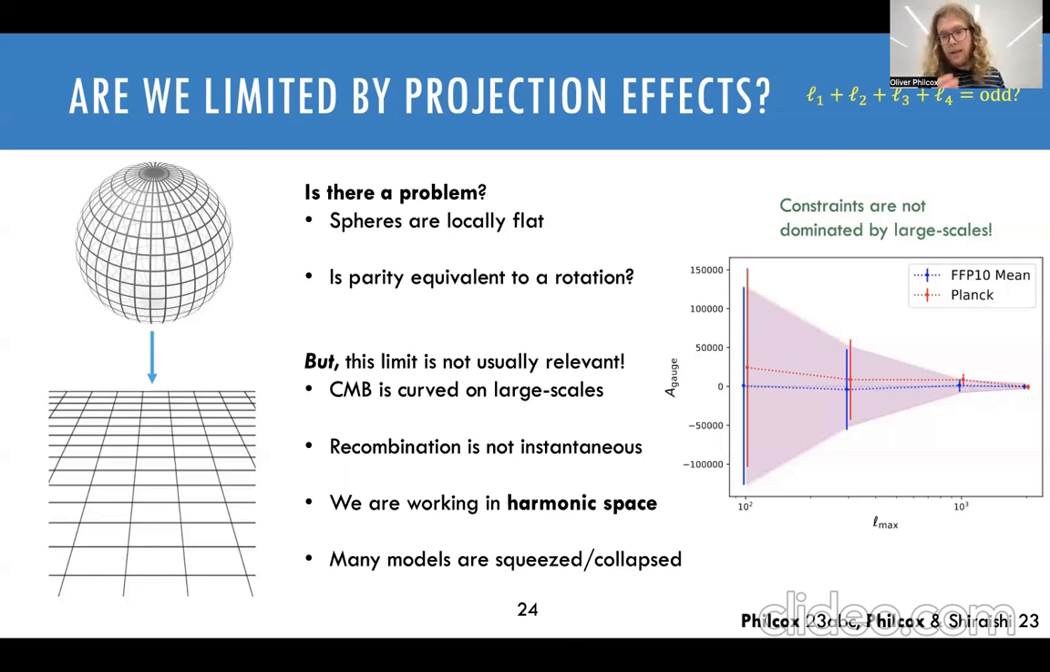Empirically, we can also see this works. Our constraints are not just dominated by large scales, which we would expect if everything was being washed out on small scales. If you just look at the error bars on, say, a gauge field parameter as a function of scale, we get a very sharp increase in the signal to noise, a decrease in the error bar, as we add more and more small-scale data. This is expected. Marcelo Shiraishi had some Fisher forecasts back in 2016, which basically showed the same thing.